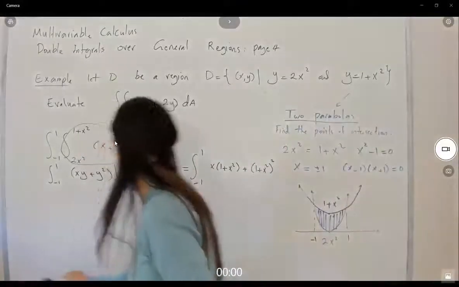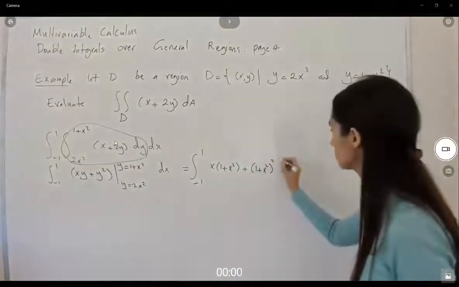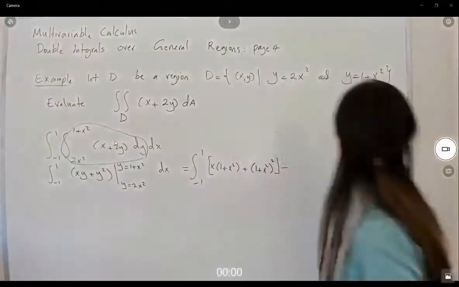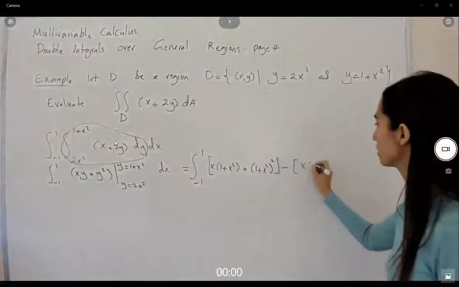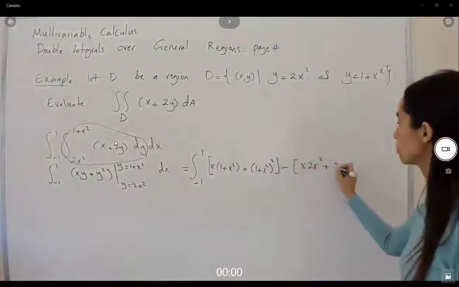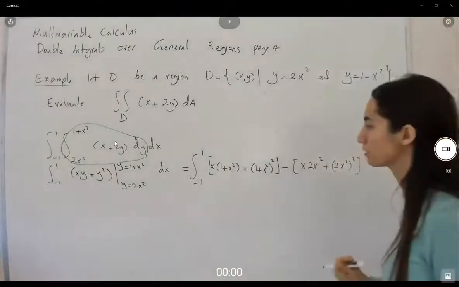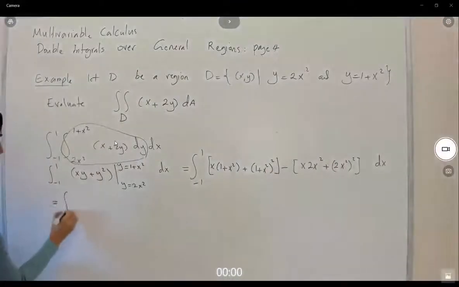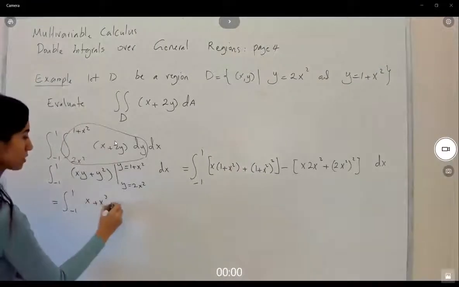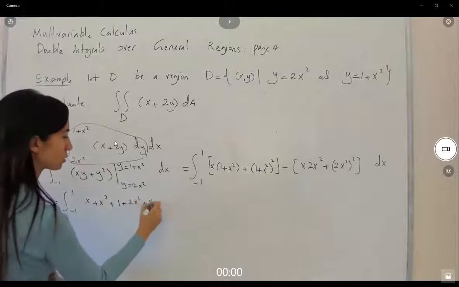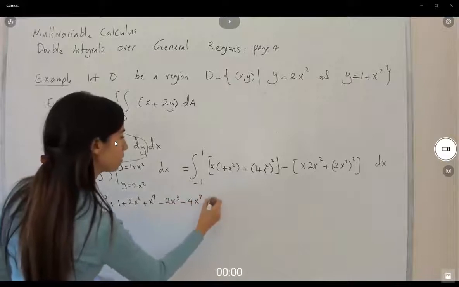Let me erase this part of the board. Minus, now we plug in the lower bound, which is 2x squared: x times 2x squared, plus 2x squared raised to the second power, dx. Okay, let us simplify this first. Here you have -1 to 1, and you get x plus x cubed plus 1 plus 2x squared plus x to the 4th minus 2x cubed minus 4x to the 4th dx.